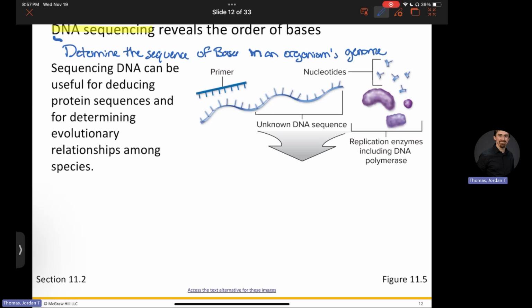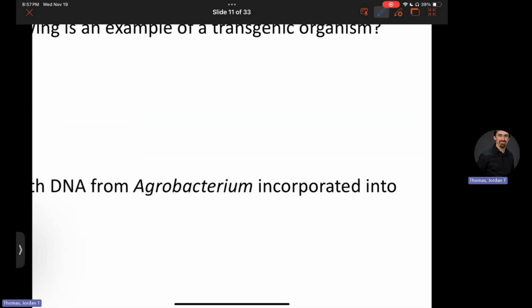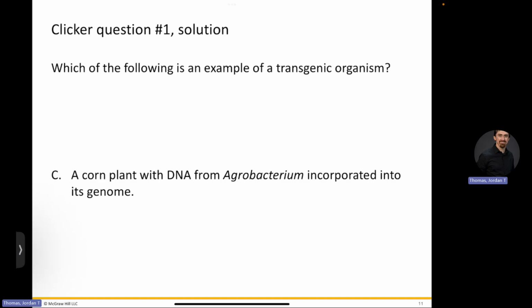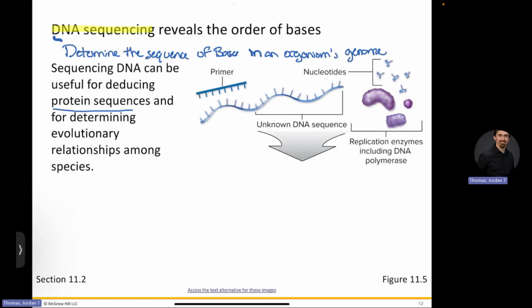And this is important for two reasons: for deducing protein sequences, basically determining the gene for a protein, and determining the evolutionary relationship among species. So those are the two things that make DNA sequencing useful.